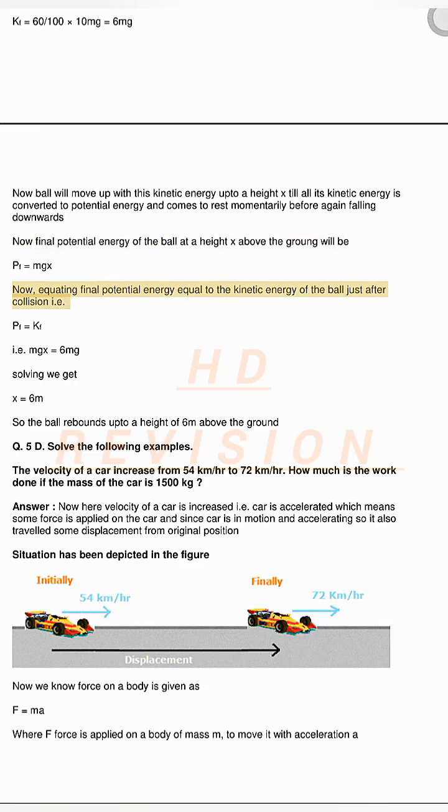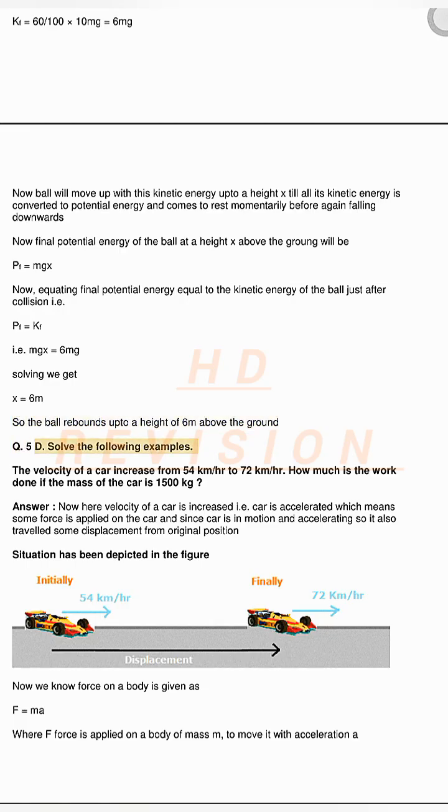Now, equating the final potential energy to the kinetic energy of the ball just after collision, i.e. Pf equals Kf, i.e. mgx equals 6 milligrams. Solving, we get x equals 6 meters. So the ball rebounds up to a height of 6 meters above the ground.